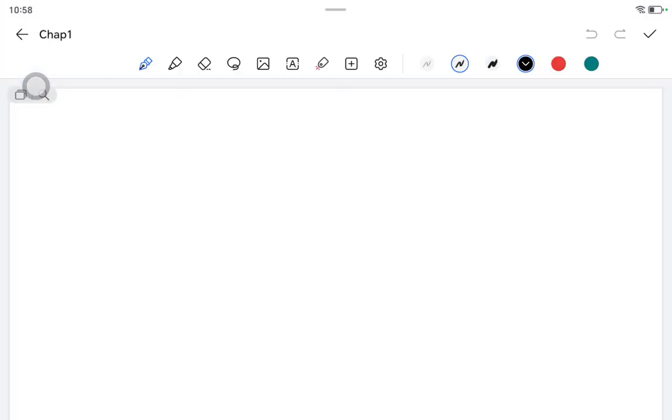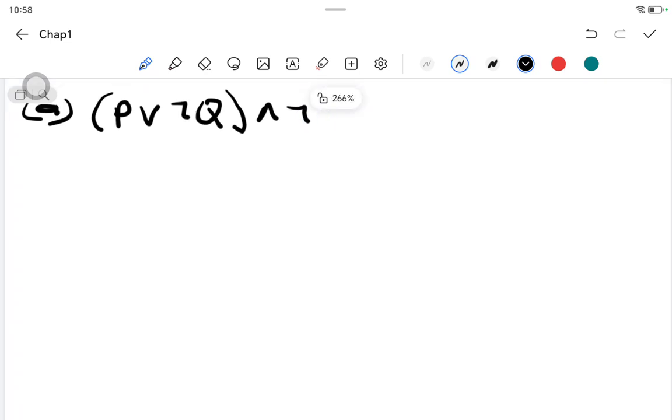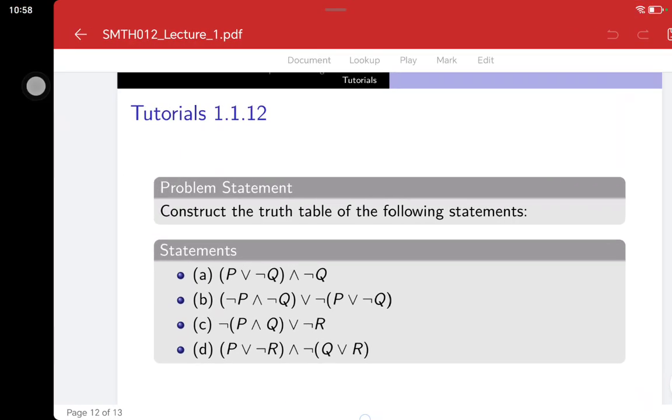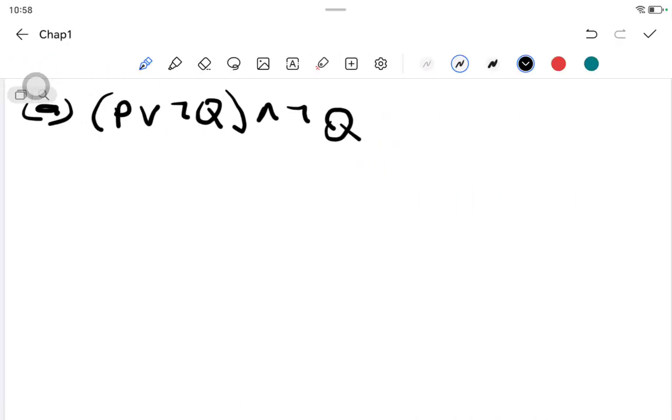Now for A, they say we must construct P or negation of Q. I think it's and negation of Q, if I'm not mistaken. I'll check that. Yeah, it's that. So we check here: how many statements are we given? Who can tell me how many statements we have here?